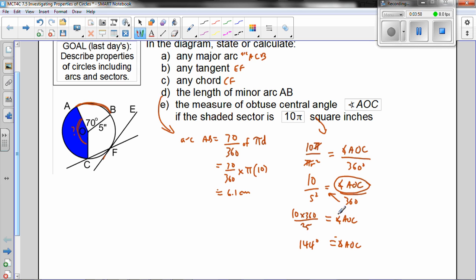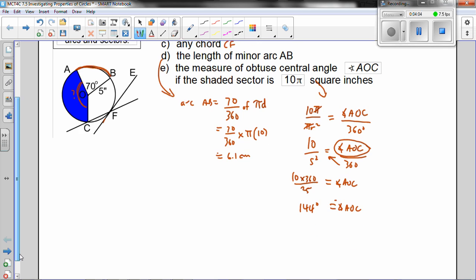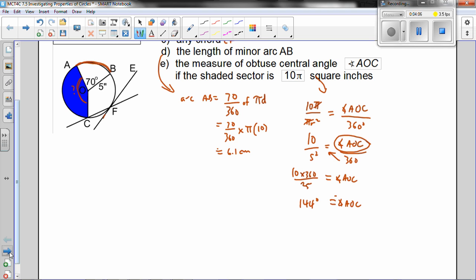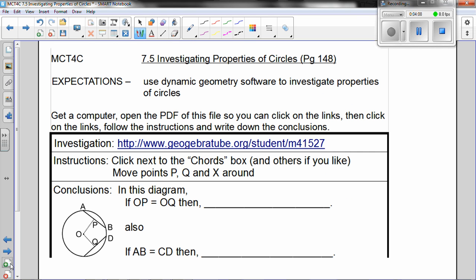And what's nice about today compared to the long lesson yesterday and the lots of homework is today you get to fiddle around with the computers a bit. So let's have a look at what we're doing. This is the lesson. This is what your note looks like, and it says to get a computer, open the PDF of this file so you can click on the links. Now let me do that. I gotta open the PDF file. It should be easy for you. It'll be right next to this video.